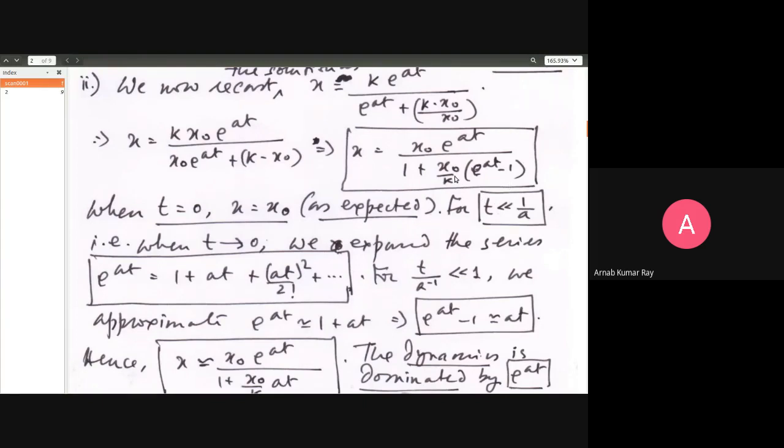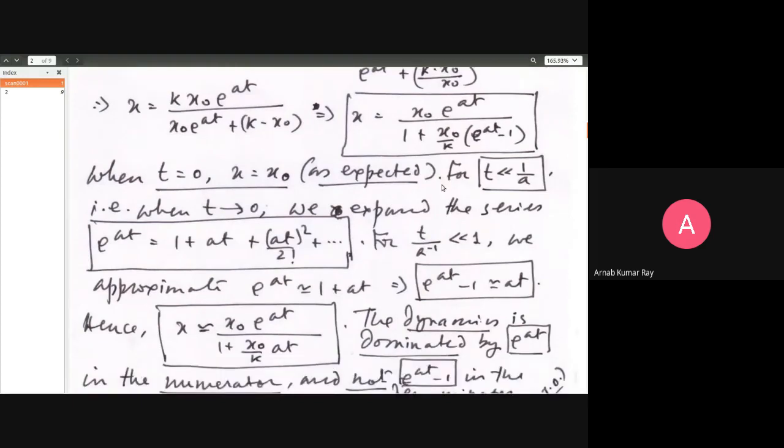Okay, let us see what happens when t is equal to 0. When t is equal to 0, e raised to at will be equal to 1. So x will be equal to x naught divided by 1 plus x naught by k, e raised to at minus 1, and 1 minus 1 will be 0. So the denominator, this part in the denominator, will vanish when t is equal to 0. So x will be equal to x naught, as we began with.